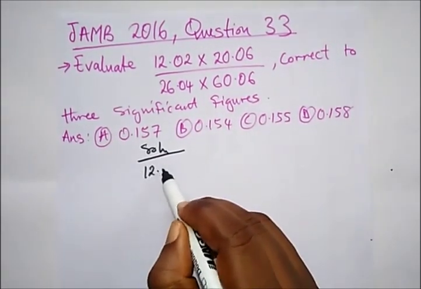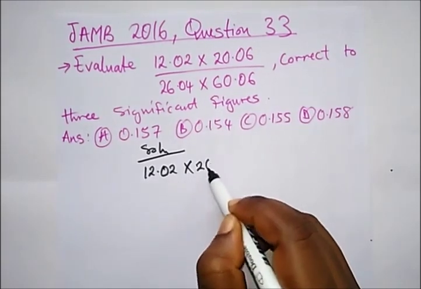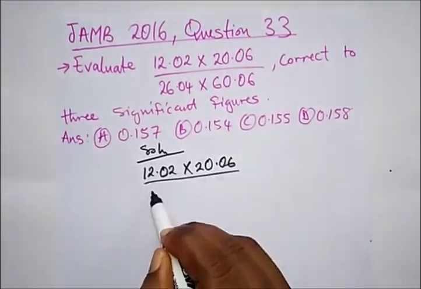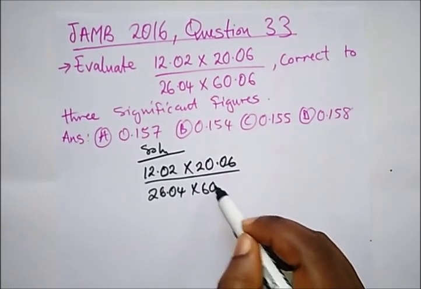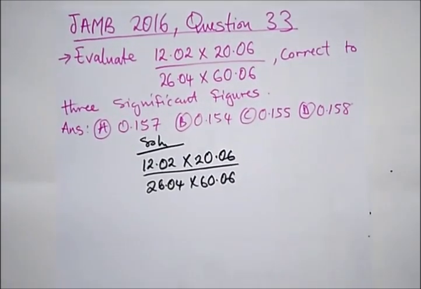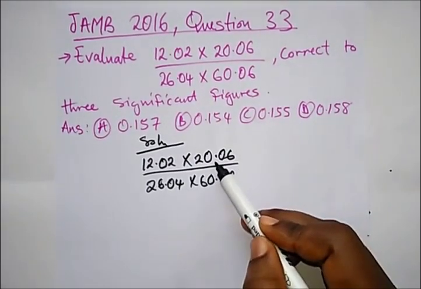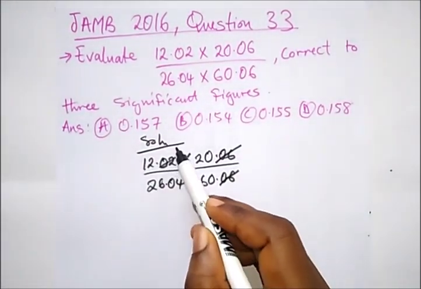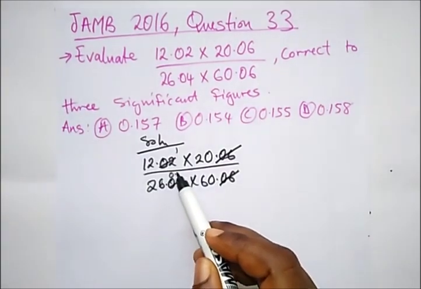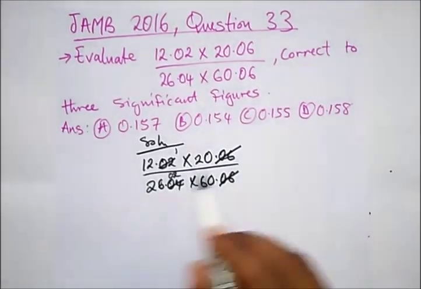We have 2.02 times 20.06 divided by 26.04 times 60.06. From here, we can quickly do some math manipulations since this is JAMB. So we cancel this, okay? This is the same, it can cancel out. Then this, we can cancel this as 1, cancel this as what? 0.2. So what are we left with?